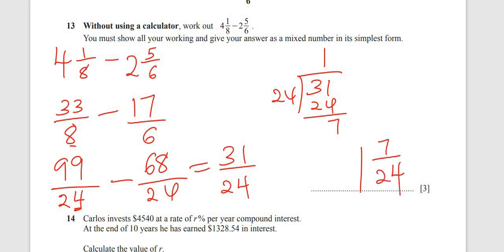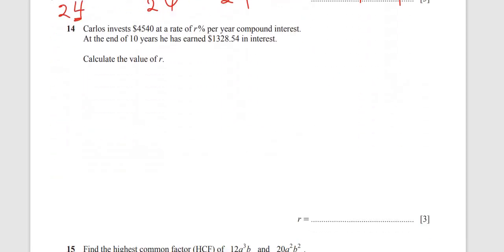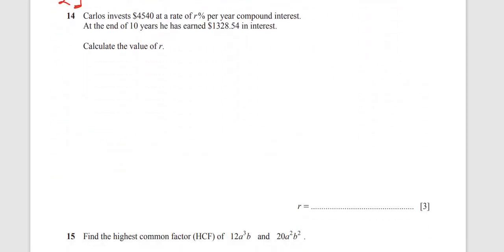Okay, then we can move on to question number 14. So question 14 says Carlos invests $4,540 at a rate of R% per year compound interest. At the end of 10 years, he has earned, so this is the interest, he has earned $1,328.54. So calculate the value of R.